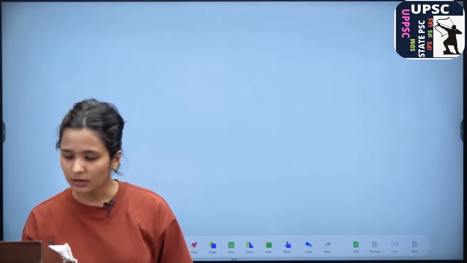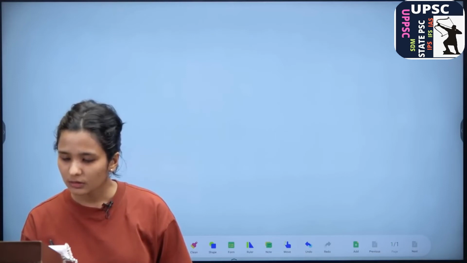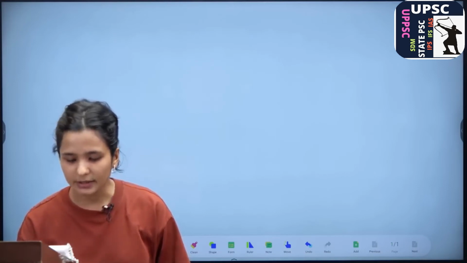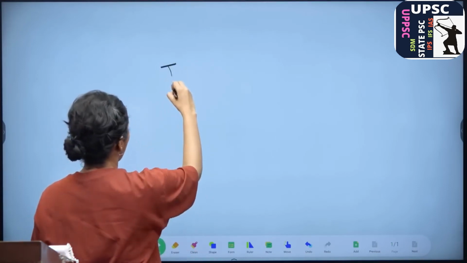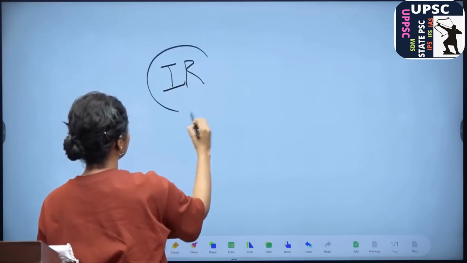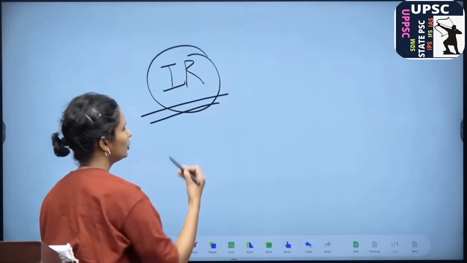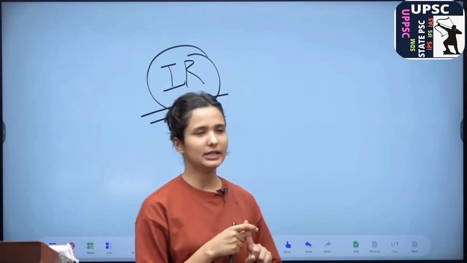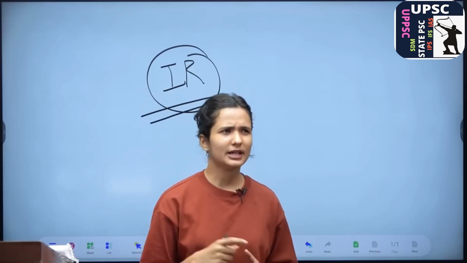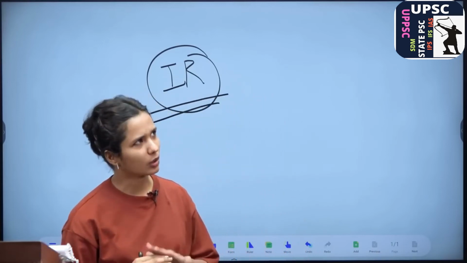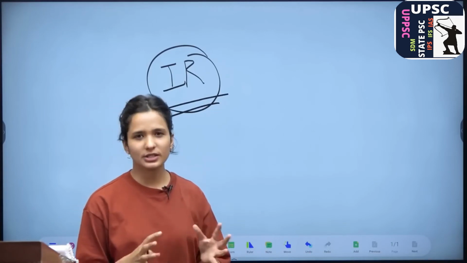Third is IR, right? IR, there are again, I would say, usually questions that are asked on neighboring countries. This time I think there was this question on AUKUS, so questions on, say, regional organizations.